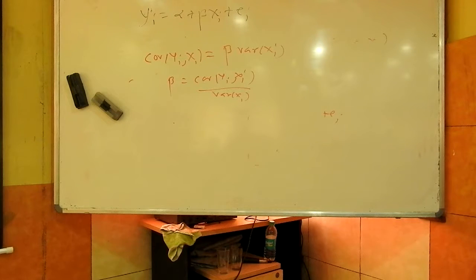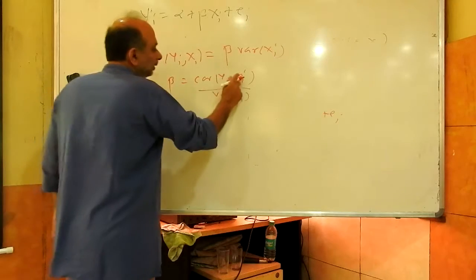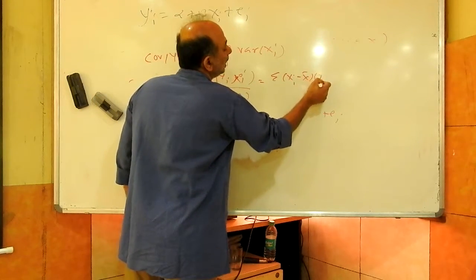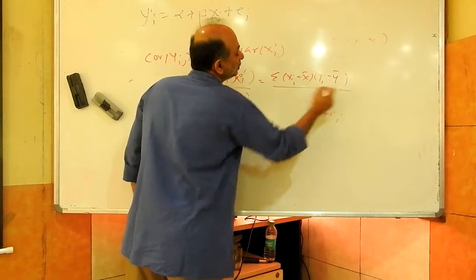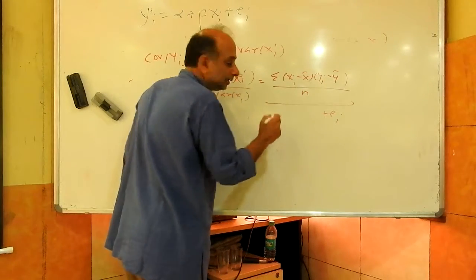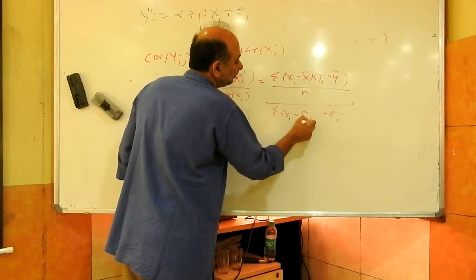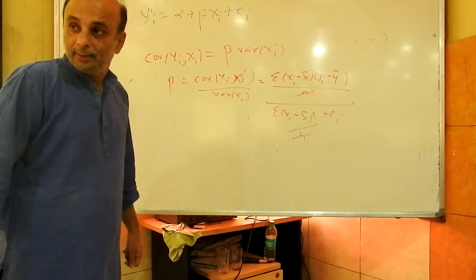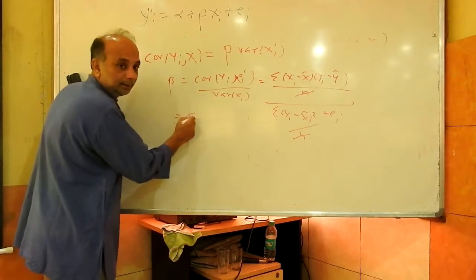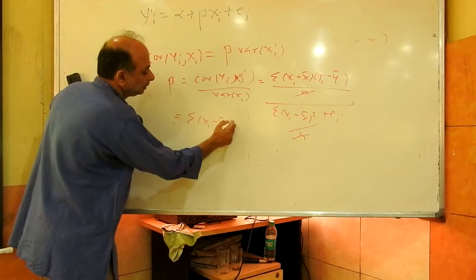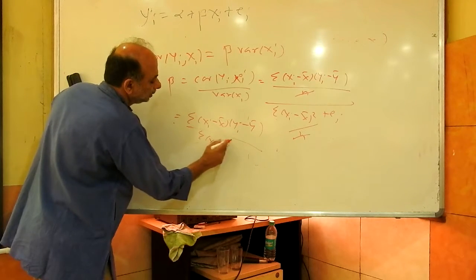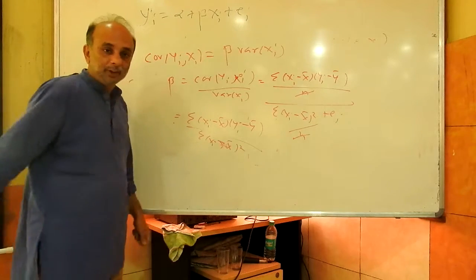So what's the formula that you use for covariance yi xi? So this will be summation xi minus x bar times yi minus y bar, upon n. This n will go with this, right? And I will get, yeah?